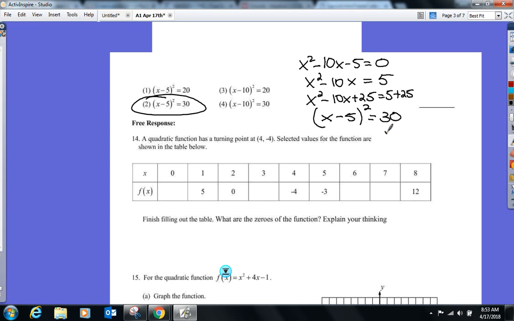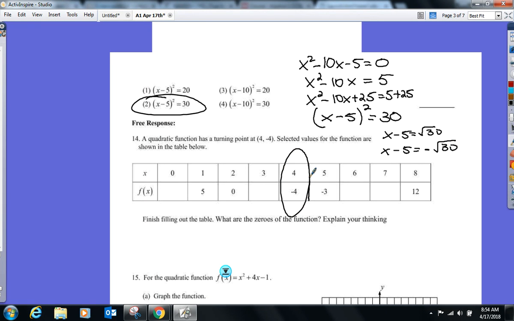Square root both sides. So you get x minus 5 equals the square root of 30. And x minus 5 equals what? Negative value of the square root of 30. And you would solve both. All right. Any others? 14. Here we go. 14. I gave you a little table. All right. I gave you a table. And I told you the turning point was at 4, -4. Everyone see where that is? 4, -4.